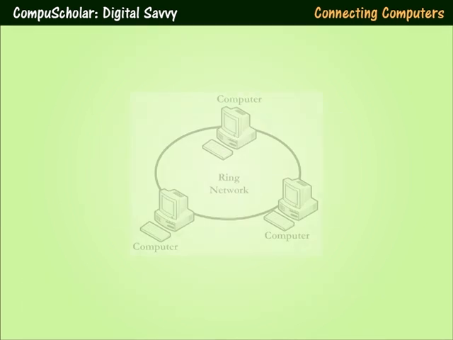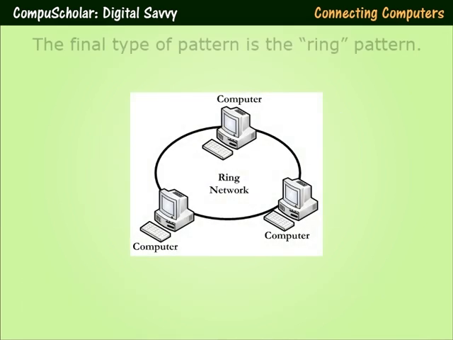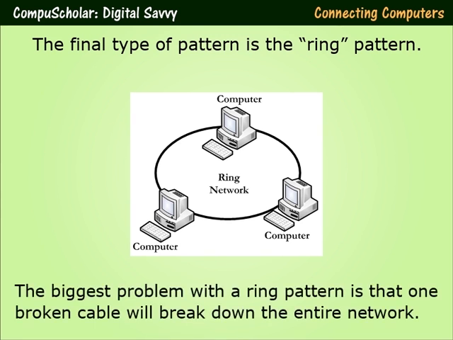The final type of topology that we'll discuss is the ring pattern. In a ring, each computer is connected to two neighbors, and the entire set of neighbors is connected together in a ring. So in order to send data from one computer to another, you pass it around the circle until it reaches the destination. Now, one disadvantage of the ring topology is that a single cable break can bring down the entire network, since computers can no longer pass information all the way around the ring.